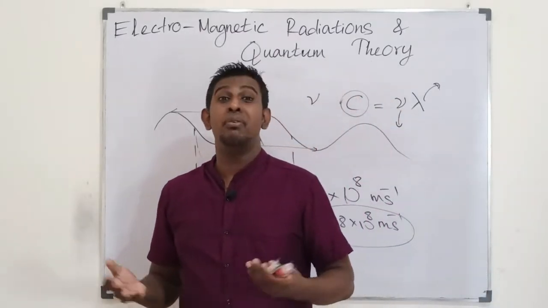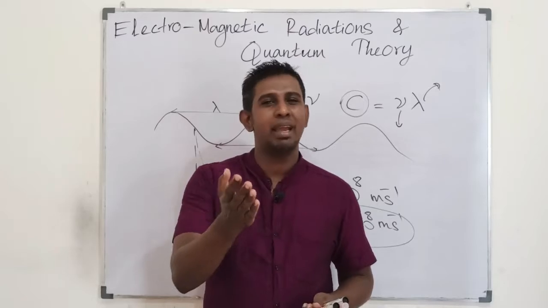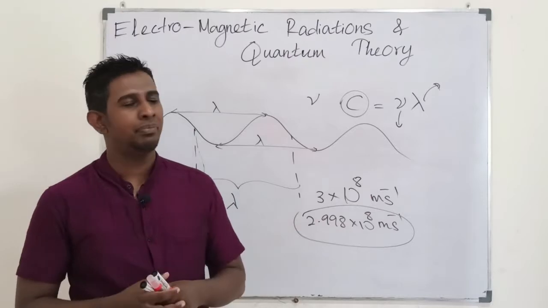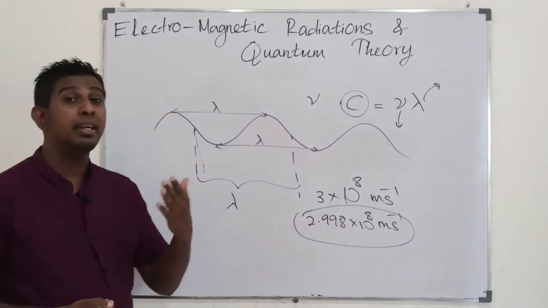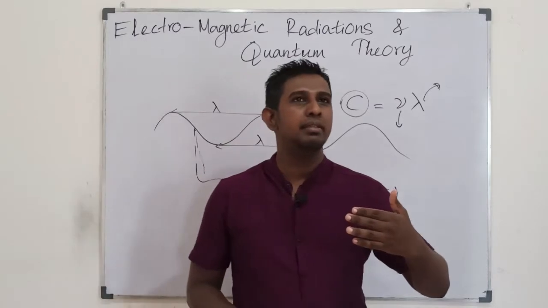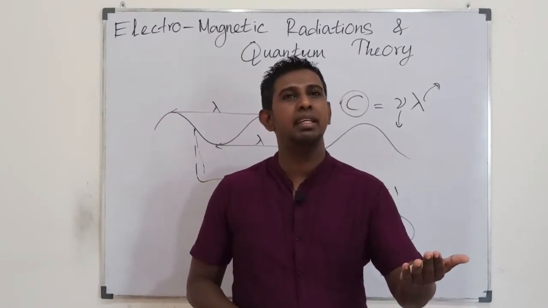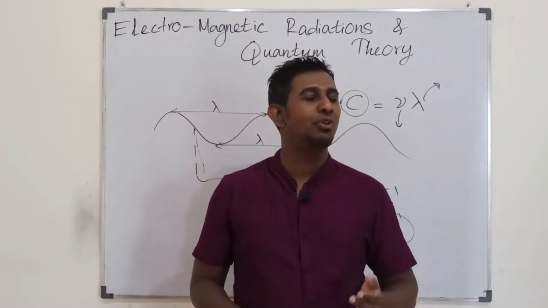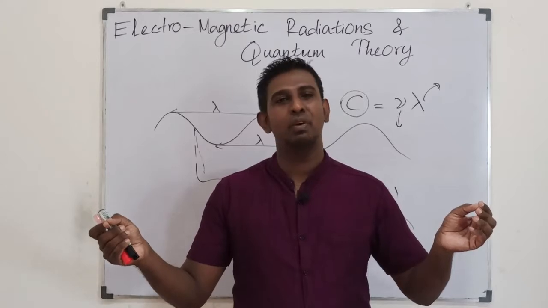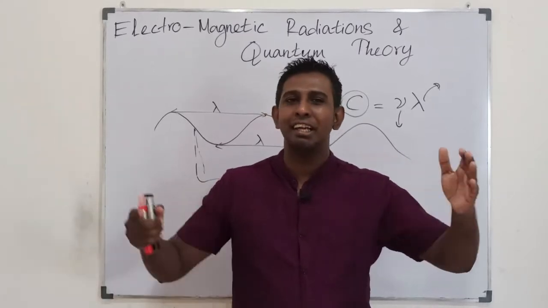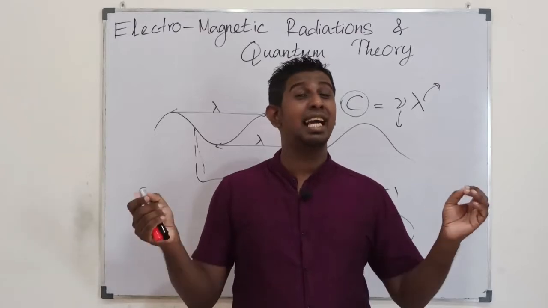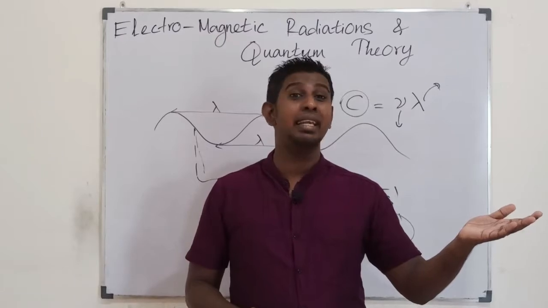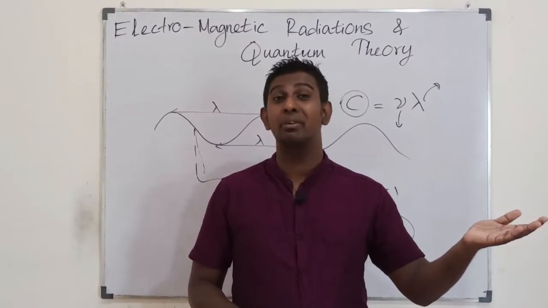So you could find various different types of electromagnetic waves, radiations. What are such radiations? Students, you could find radio waves, microwaves, infrared, visible light, ultraviolet, X-rays, and gamma radiations. Such electromagnetic radiations are available, varying in their frequencies and therefore wavelengths.